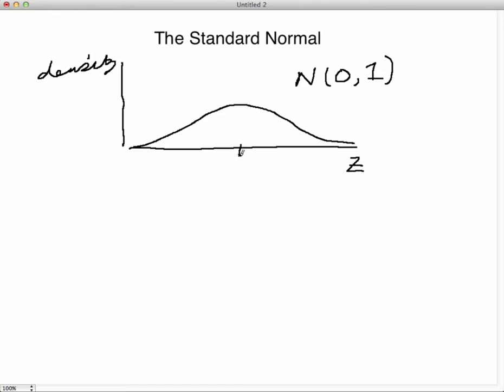Okay, so back here at the standard normal, we know that we're centered at 0, and at either side of 0 at our inflection points, we're going to be 1 standard deviation above and below. So that means this is going to be at 1, because our standard deviation is 1, and this is going to be at -1. All right.